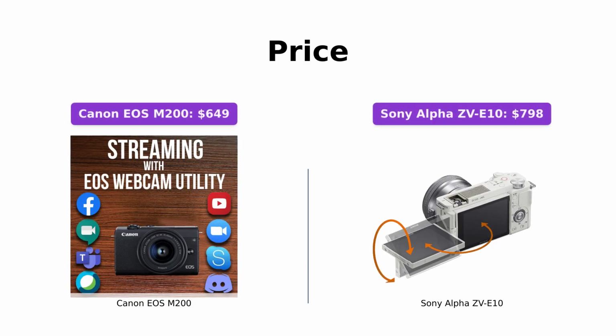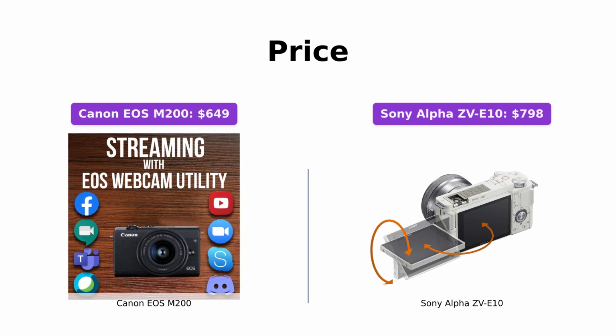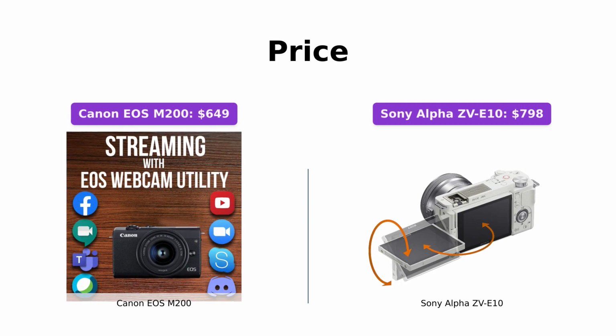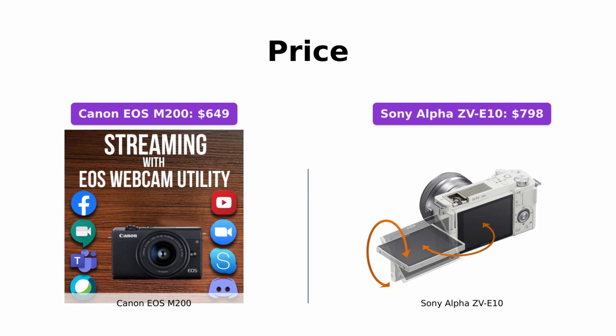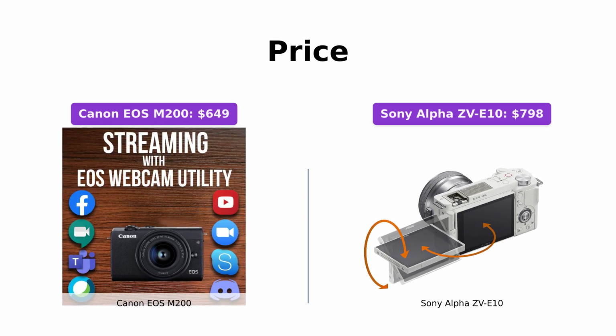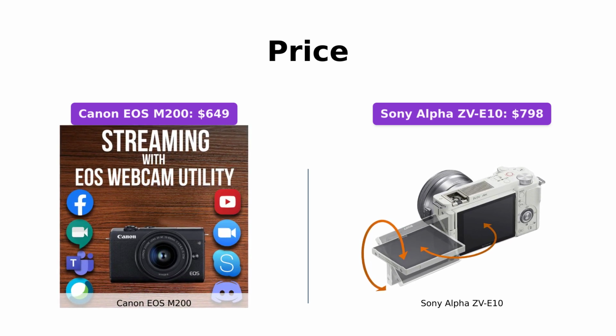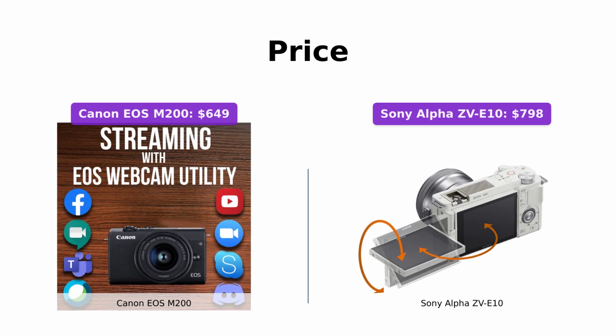Now, let's talk about the prices. The Canon EOS M200 is priced at $649, while the Sony Alpha ZV-E10 comes in at $798. Both cameras offer exceptional value for their respective prices, considering the features they bring to the table.